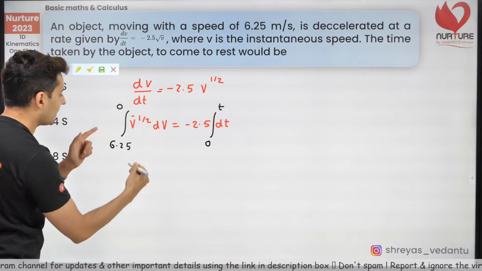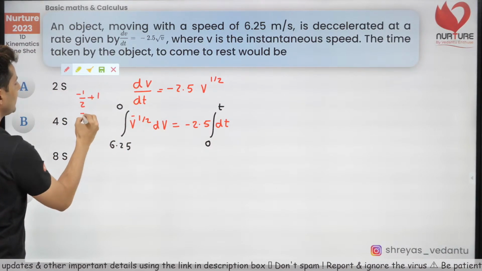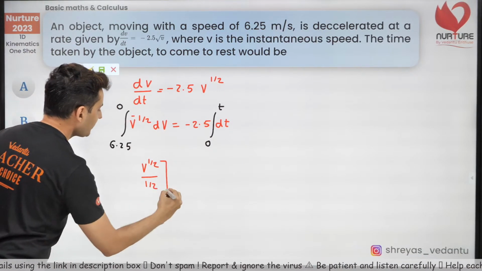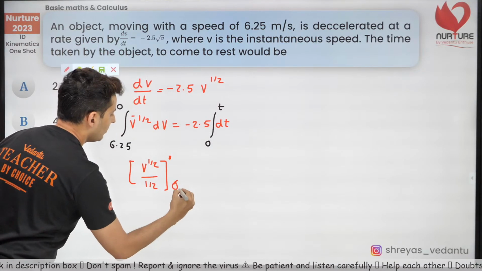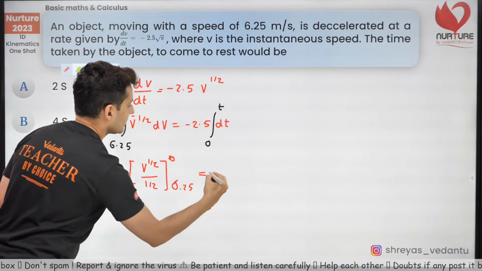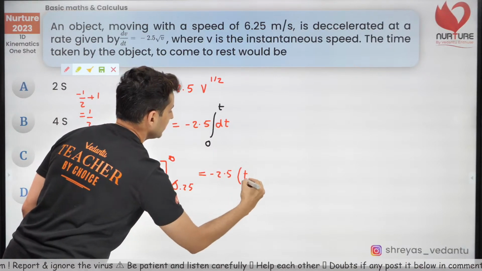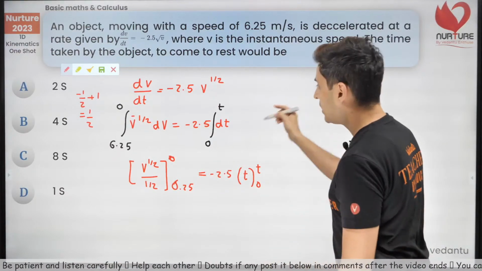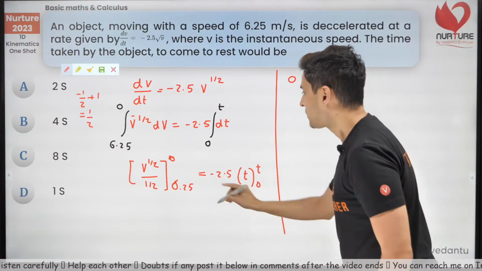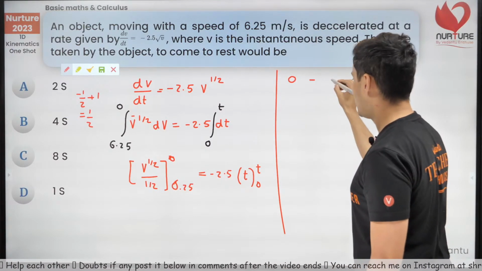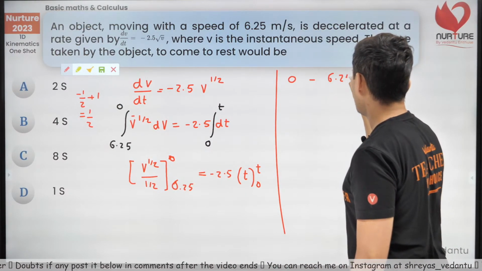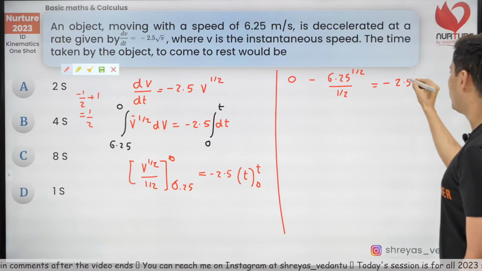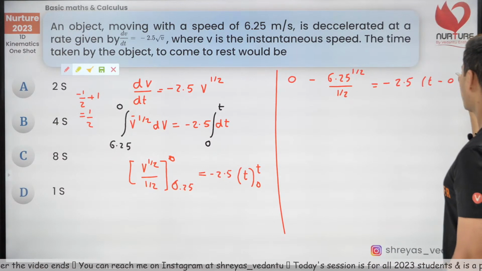V raised to minus half, integral. Minus half plus 1 is again plus half. So it will become v raised to plus half divided by 1 by 2. Again 0 over here, 6.25 over here, is equal to minus 2.5 and here t, and again 0 and t. Now do the math. First put 0. If you put 0 over here, that will itself become 0. Then put 6.25. So minus 6.25 raised to half divided by half is equal to minus 2.5 into t minus 0.